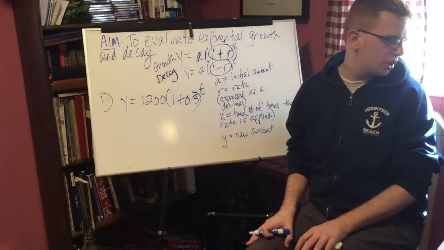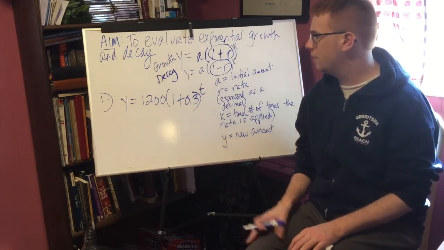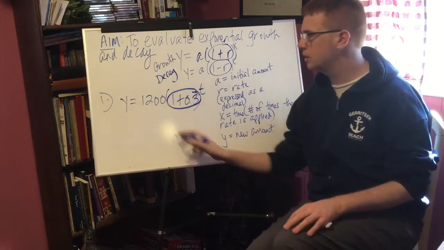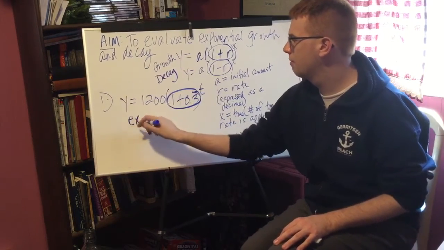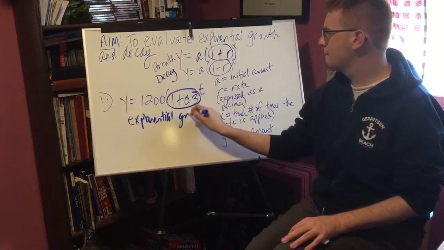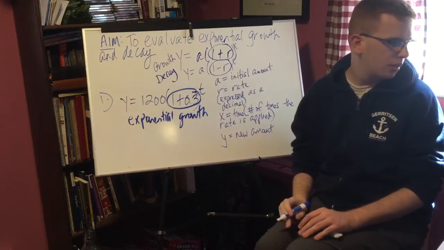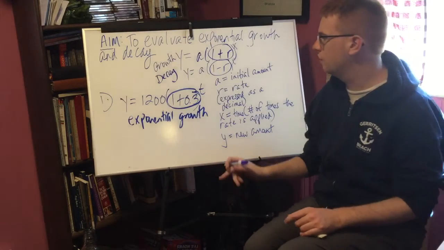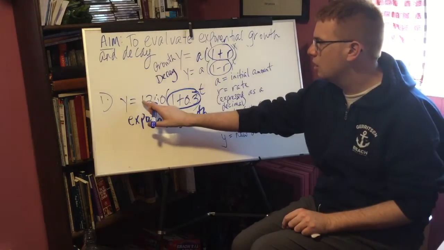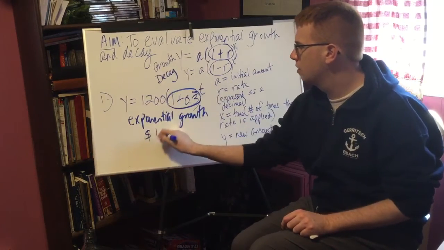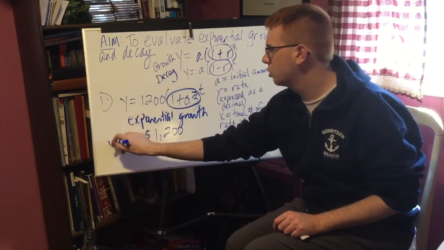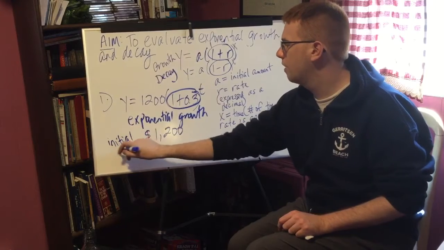So the first question is, is this an exponential growth or decay function? Since in parentheses we're adding a rate on to 1, this is exponential growth. The second part is, what is the initial value? The initial amount or value would be in front of the parentheses, which would be $1,200. That is the amount we start with. So that's the initial value.